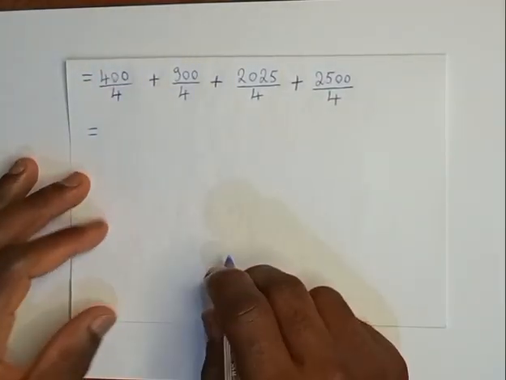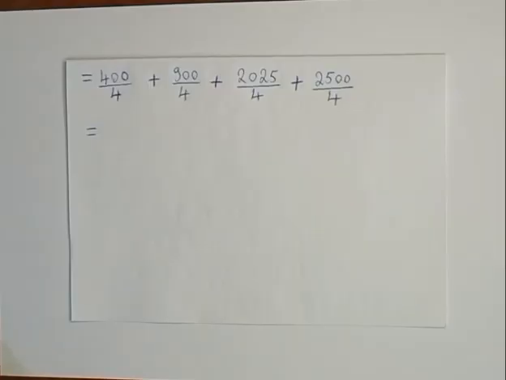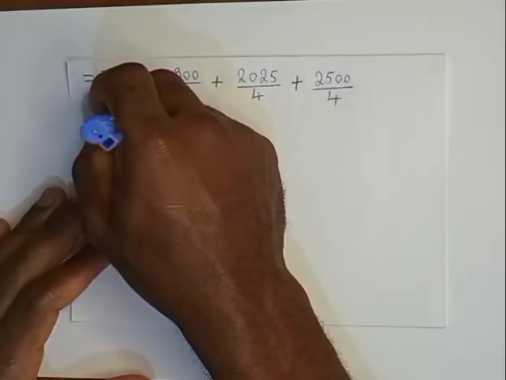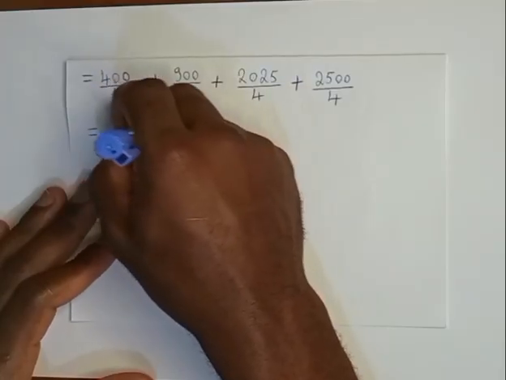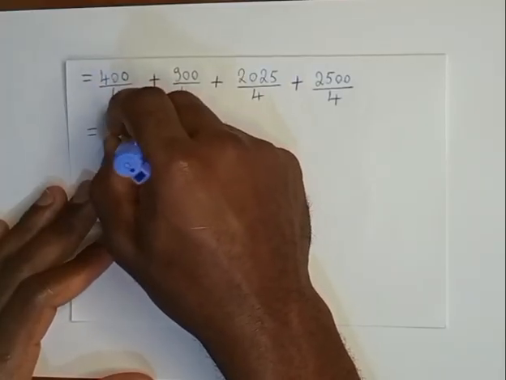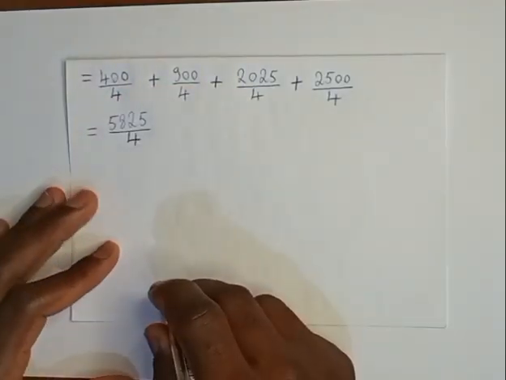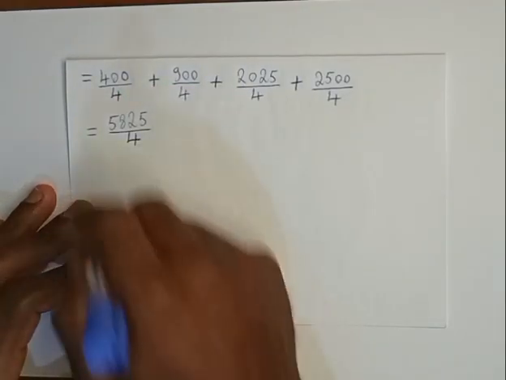This will simply be equal to, adding the numerators, 400 plus 900 plus 2025 plus 2500. This will simply be equal to 5825 all over 4. So this is E of x squared.